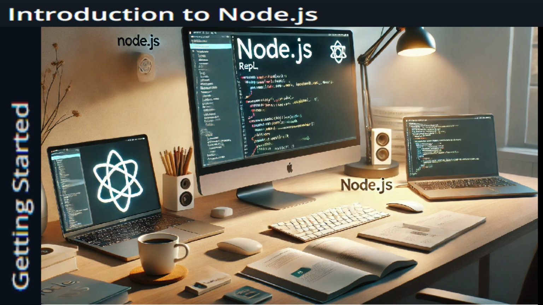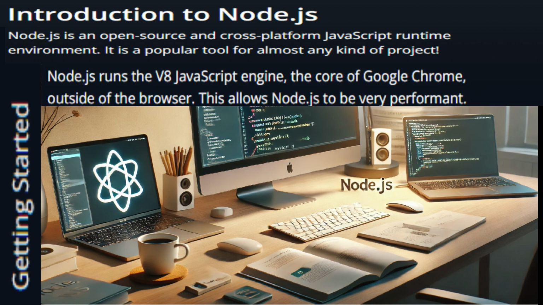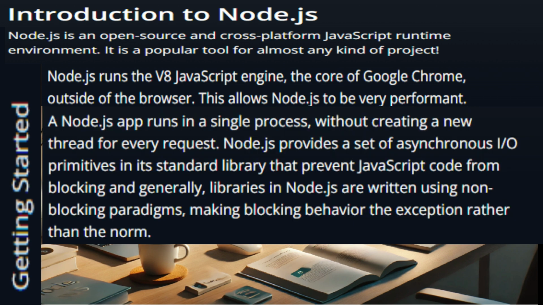Introduction to Node.js. Node.js is an open source and cross-platform JavaScript runtime environment. It is a popular tool for almost any kind of project. Node.js runs the V8 JavaScript engine, the core of Google Chrome, outside of the browser. This allows Node.js to be very performant. A Node.js app runs in a single process without creating a new thread for every request.